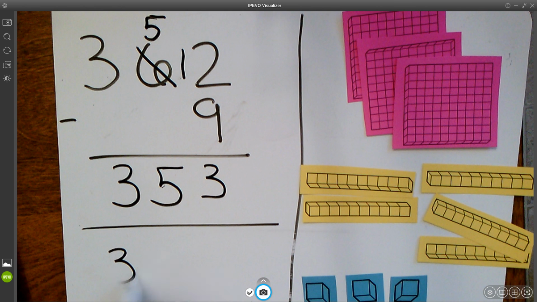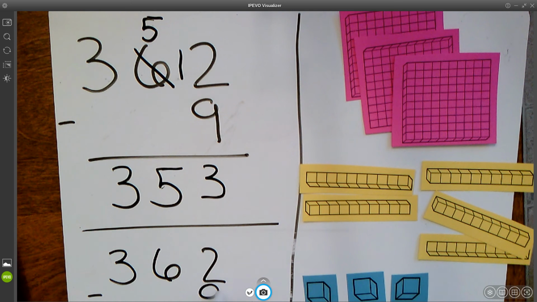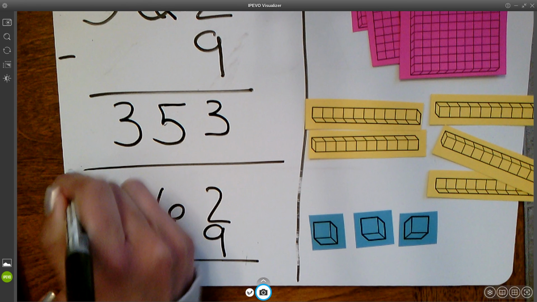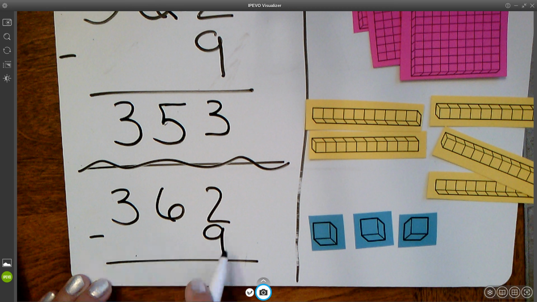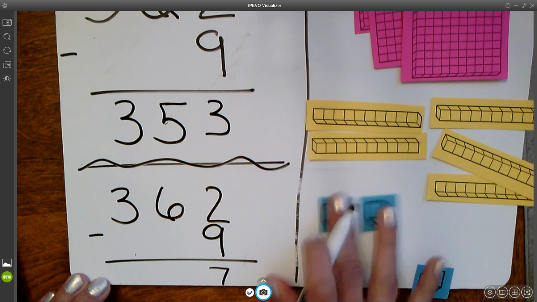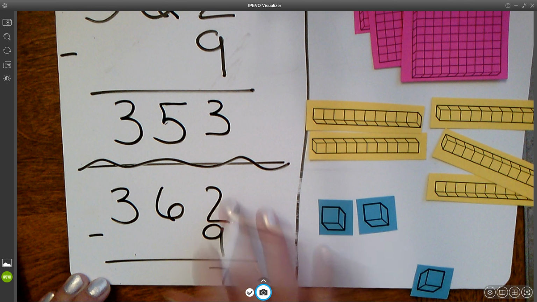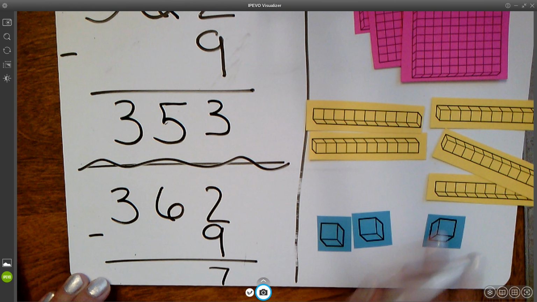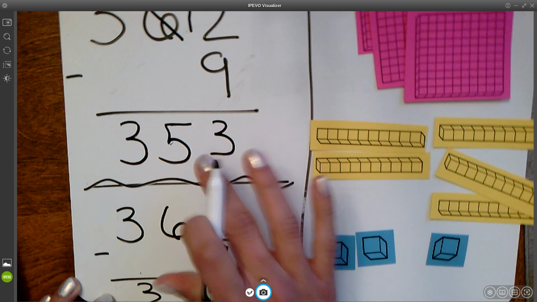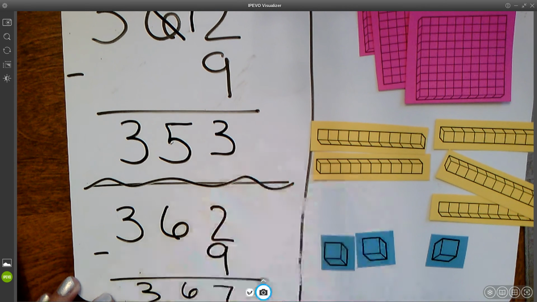Now, here is where a lot of second graders make a mistake. Sometimes we look at this and we say, well, 9 minus 2 is 7. Now, we know, because I broke it down, that we didn't have 9 ones. We only had 2 ones. So that does not make sense. And your answer would become incorrect. It would be 367. And that is not the correct answer, it is 353.